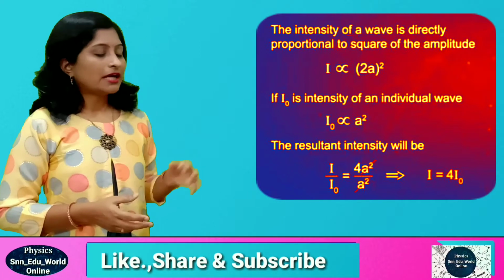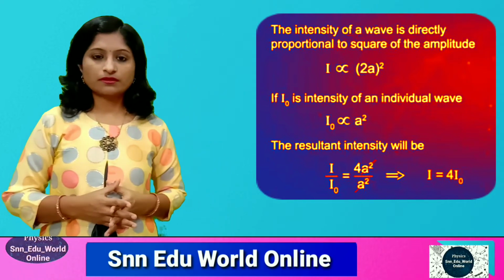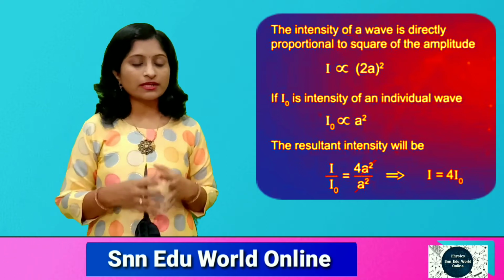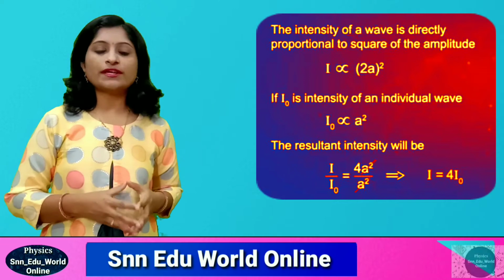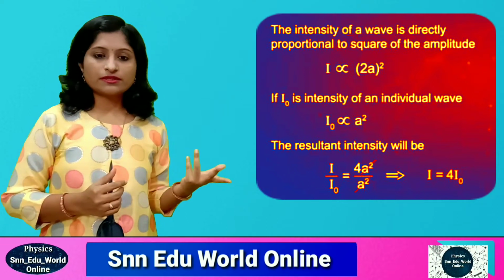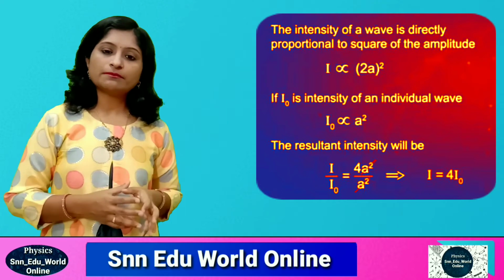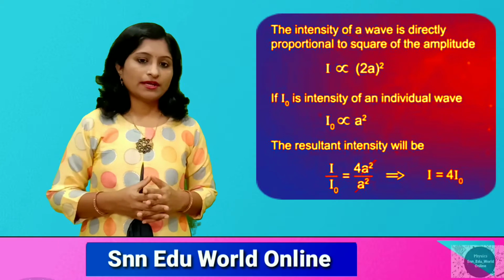Okay, now if I naught is the intensity of the individual waves, means if the waves from the source S1 and from the source S2 have the intensity I naught, then I naught is proportional to a square, because each equation y1 and y2 is a sin omega t. So at that time the intensity will be a square. Okay, so I naught is proportional to a square.